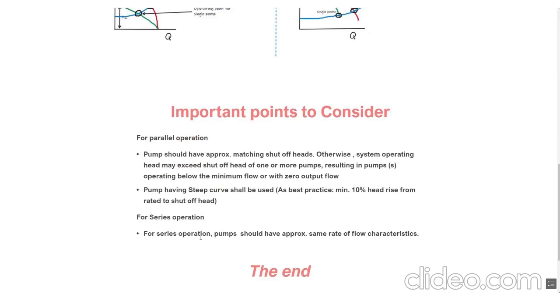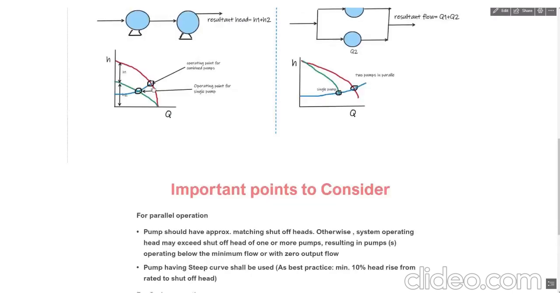Now for series operation, we should take care that the pumps should have the same flow characteristic. In parallel operation, the pumps should have the same head characteristic, whereas in series operation the pumps should have the same flow characteristic. You can see here both pumps have maximum flows equal to each other. So in this way their flow characteristics are almost the same.